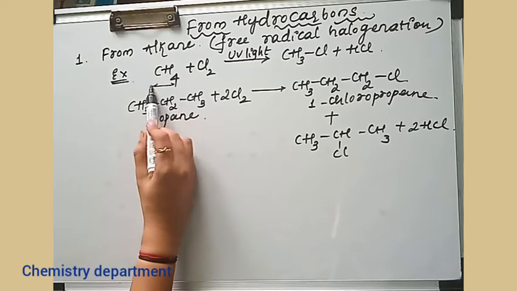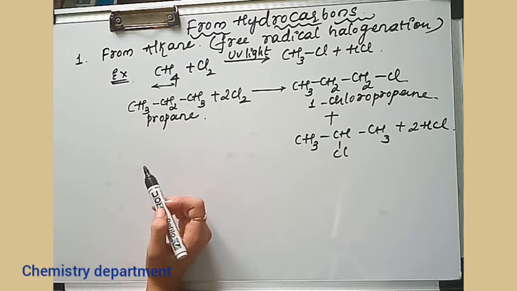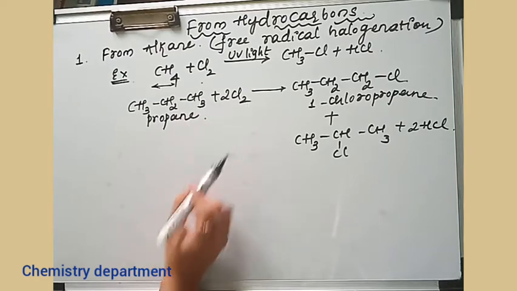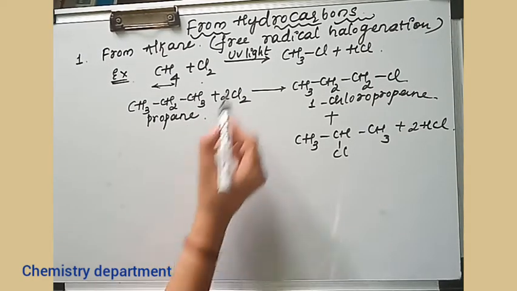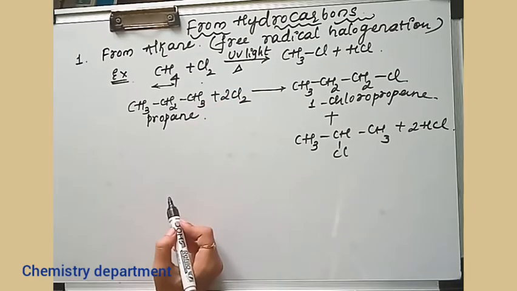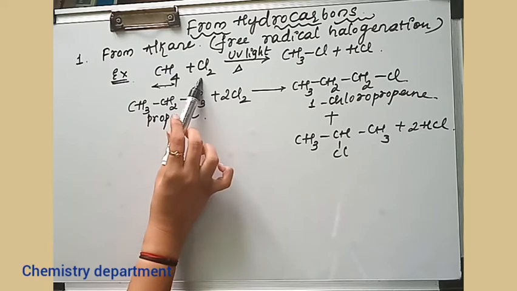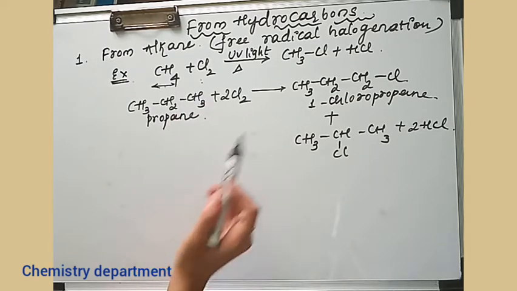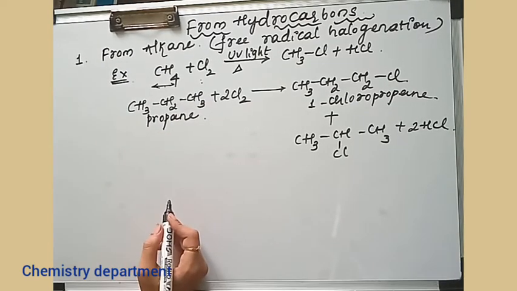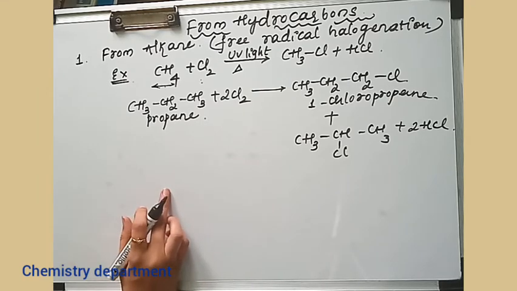Whenever the alkane, methane I have taken here, is reacted with Cl2 in presence of UV light and heated, what exactly you are going to get is, one of these hydrogens is replaced with one Cl atom to form HCl, and one Cl will be substituted in place of this hydrogen. So you are going to get chloromethane.